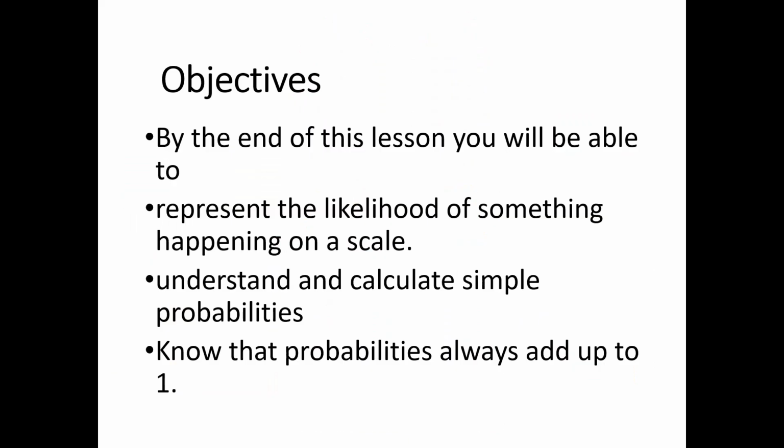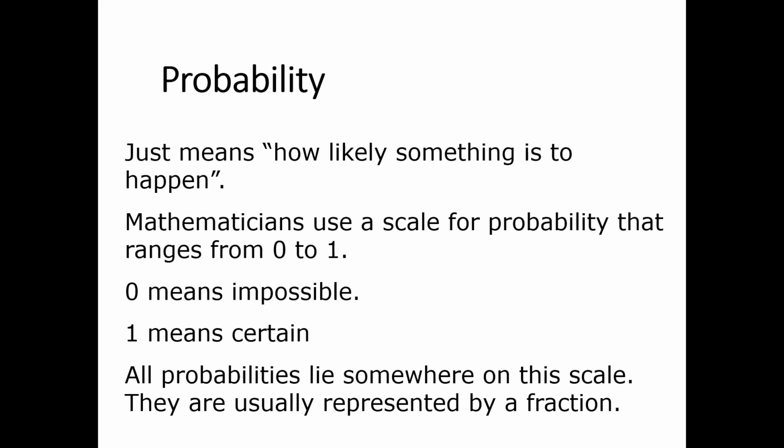So by the end of this lesson, you should be able to represent the likelihood of something happening on a scale, understand and calculate simple probabilities, and know that probabilities always add up to one. Probability just means how likely something is to happen. Mathematicians use a scale for probability that ranges from 0 to 1. 0 means it's impossible, it will never happen. 1 means it's certain, it definitely will happen. And all probabilities lie somewhere on this scale, so they're usually represented by a fraction, although as I've already mentioned, sometimes it's a percentage.